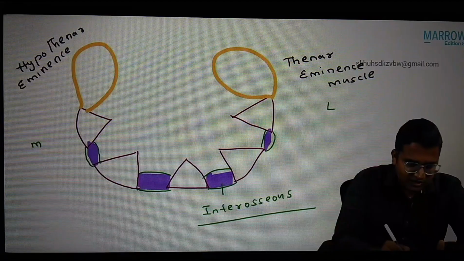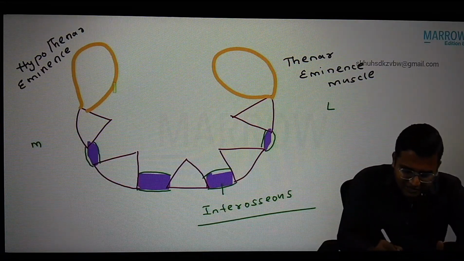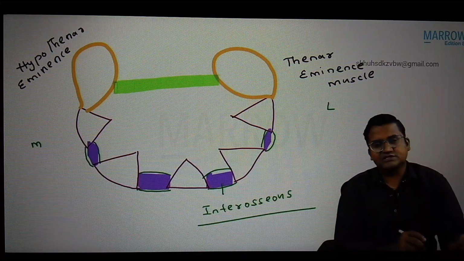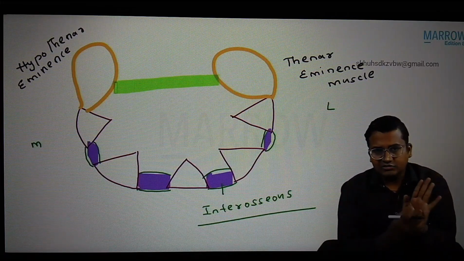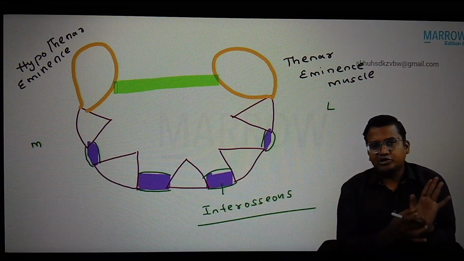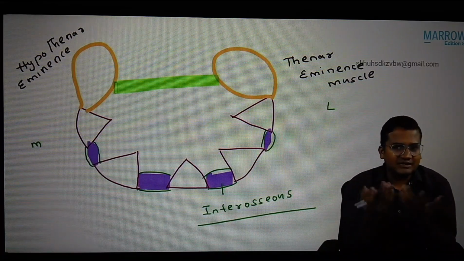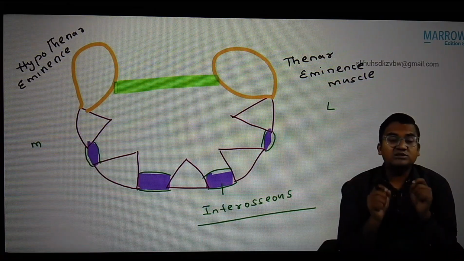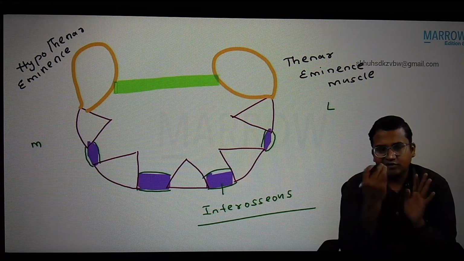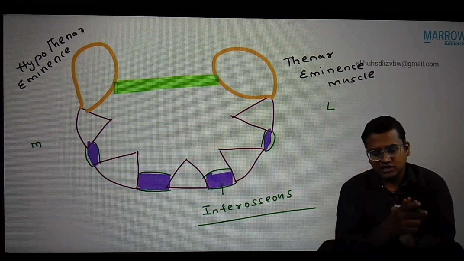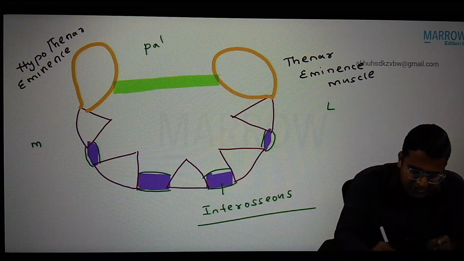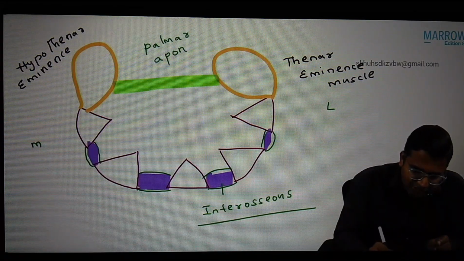Now, in the front side, in the palm, we have the palmar aponeurosis. If you remove the skin, then you will see the superficial fascia, and then you will see the palmar aponeurosis. The palmar aponeurosis is nothing but modification of palmaris longus tendon. The palmaris longus tendon, after reaching the palm, will form an aponeurosis that is called palmar aponeurosis. Now this is our palmar aponeurosis.